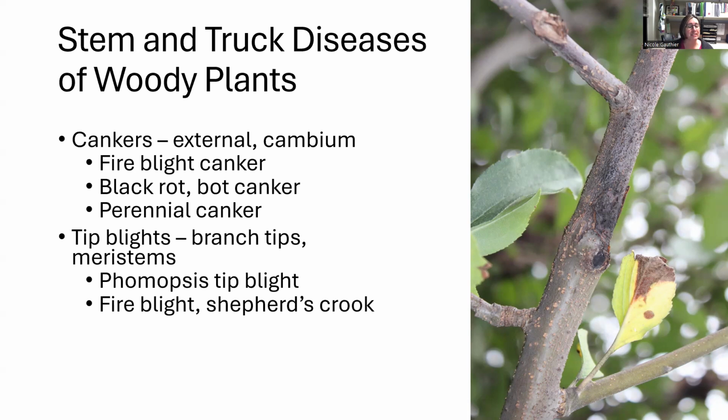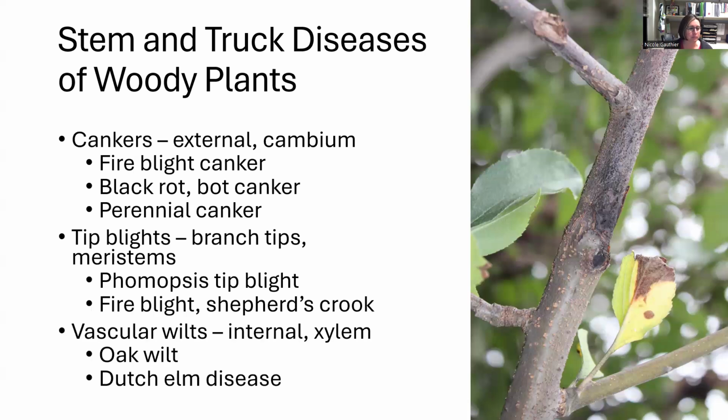Another group of diseases on woody tissue of orchard fruit are the tip blights. So we think about diseases that affect branch tips entering through the meristems, so into that actively growing tissue. Some really common examples are Phomopsis tip blight on blueberry, or when we see fire blight, the shepherd's crook phase or the tip blight phase of fire blight later in the spring.